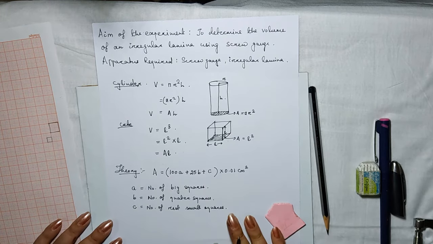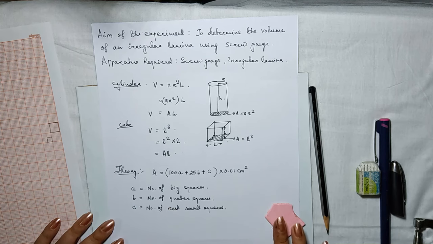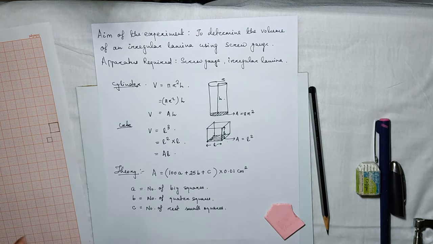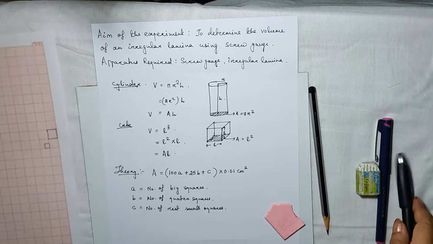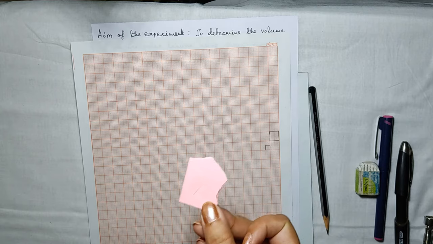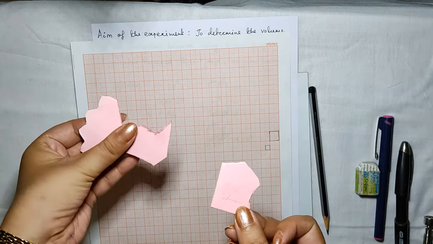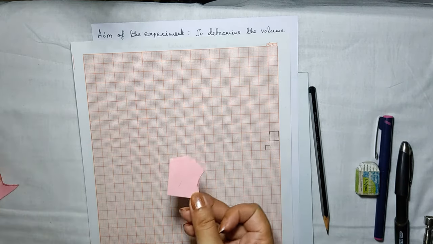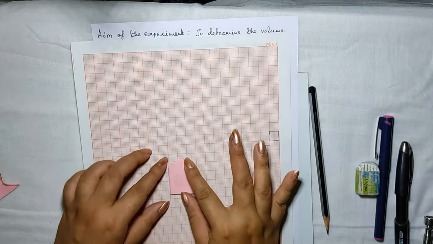That means, one by one, we have to calculate how many of the rest of the squares there are. So let me show you how it is done, then you will easily understand. Suppose I am taking this irregular lamina. We can take any of them. So let's take this one and draw the outline of it.